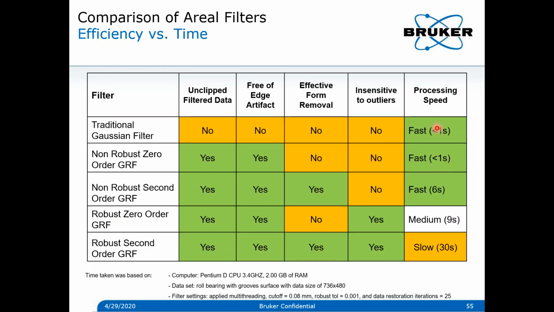Yeah, so this gives a sneak peek of how switching between different filtering techniques will affect your timing and the effects of artifacts and form removal. So let's say you have a traditional Gaussian filter, which may be faster, but if you have something like a bow or circular features, cylindrical features, then as we have seen, you will end up with edge effects. So the recommended one will be the higher order robust second order filter, but then you will end up with a little more time.